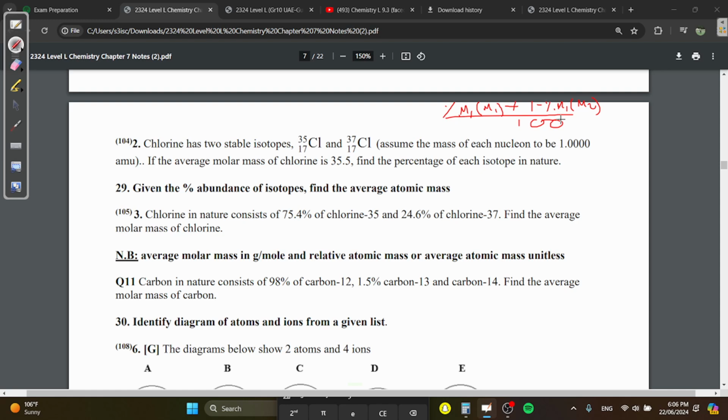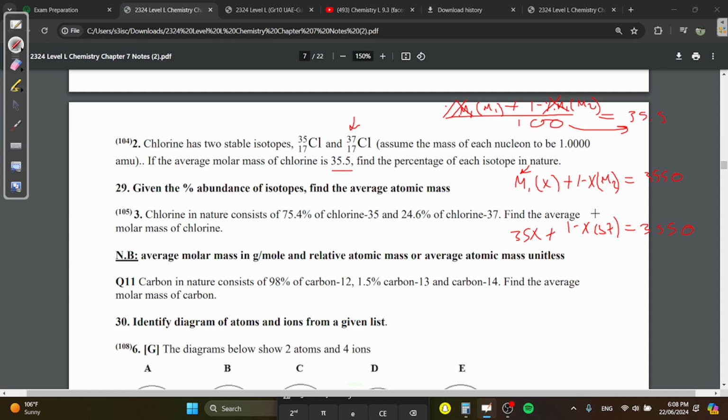Since it's a bit confusing to use percentage M1, I'm just going to replace this and put X. Let's just put X and 1 minus X. Now let's just solve this. We know that the average molar mass is given. It's 35.5. So how do we solve this? Multiply by 100 on the other side. You're going to get M1 times X plus 1 minus X times M2 equals 3,550, because we multiplied by 100. We know mass 1 is 35. We know mass 2 is 37. So it's going to be 35X plus 1 minus X times 37 equals 3,550.